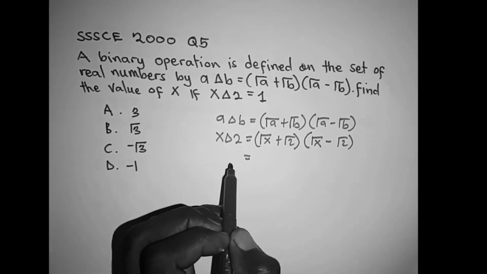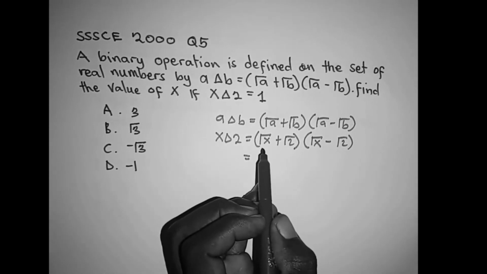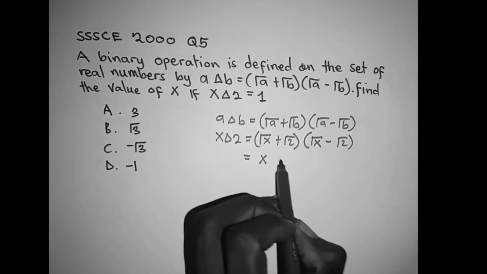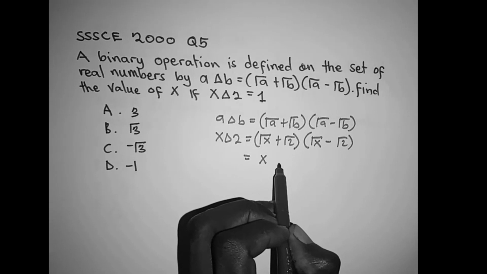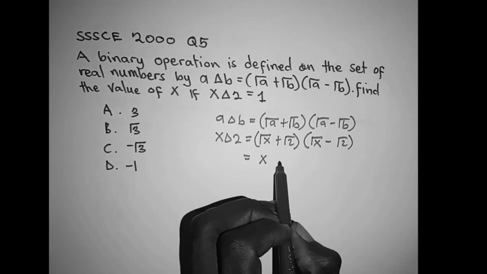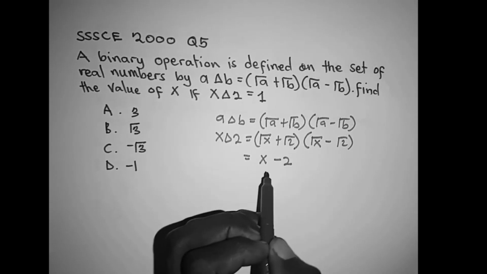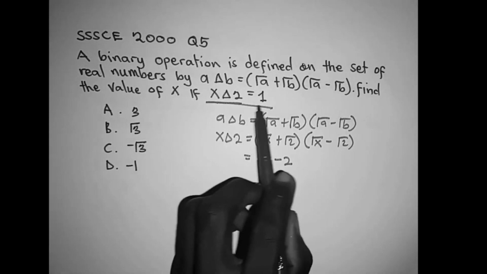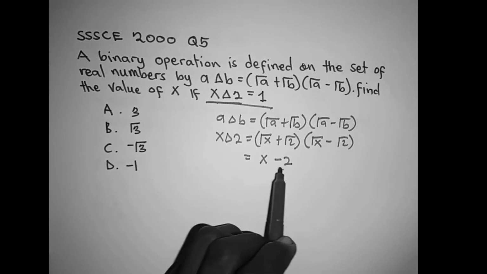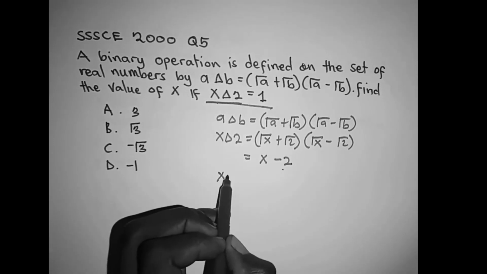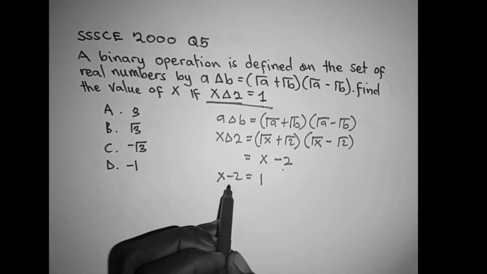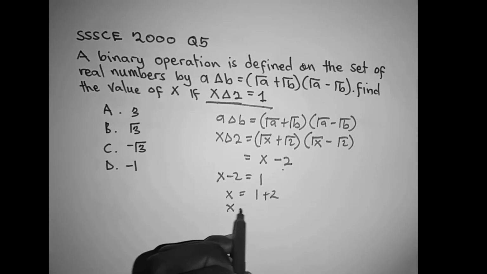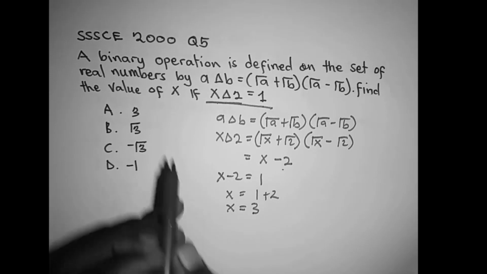So we see that this is just a difference of 2 squares. So it becomes root x times root x, which is x. Then plus root 2 times minus root 2 becomes minus 2. But we know that x operation 2 is equal to 1. So we take x minus 2 and equate it to 1. And therefore x is equal to 1 plus 2, and x is equal to 3.